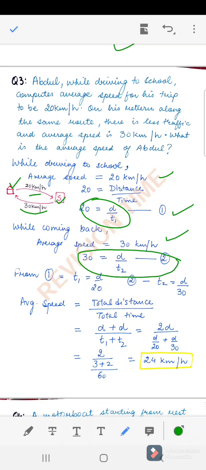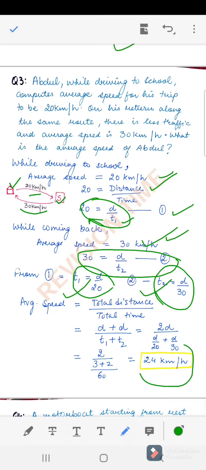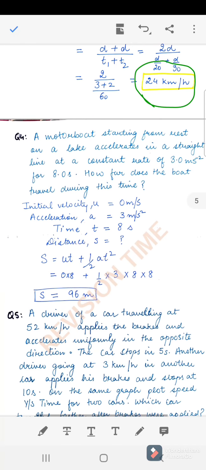Also from equation number 1, we get t1 as d by 20. t1 will go here and 20 will go here. Similarly t2 is d by 30 from 2. So now what will be the average speed? It is total distance over total time. What is total distance? That is d of while going to school and d of while coming back. And total time is t1 plus t2. We know the values of t1 and t2 from here. After putting and solving, we will get 24 km per hour as the average speed of Abdul throughout the journey.